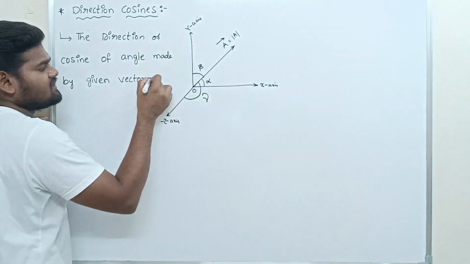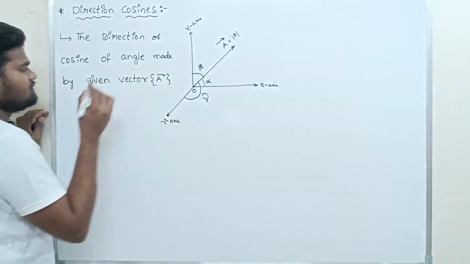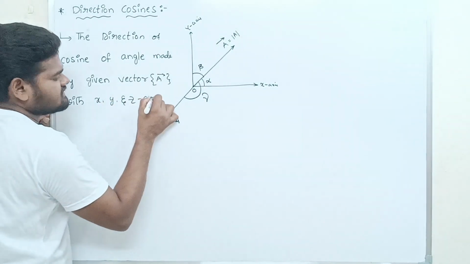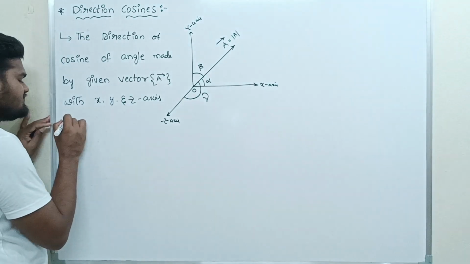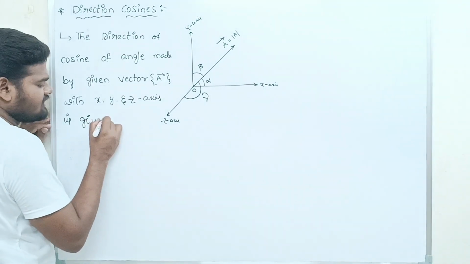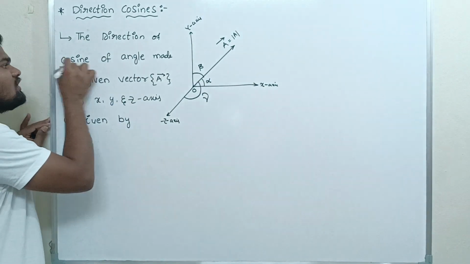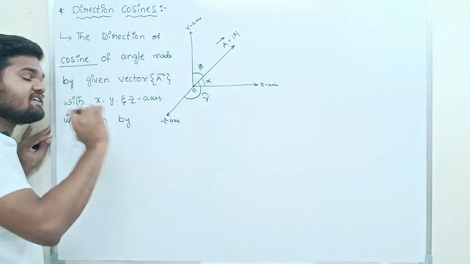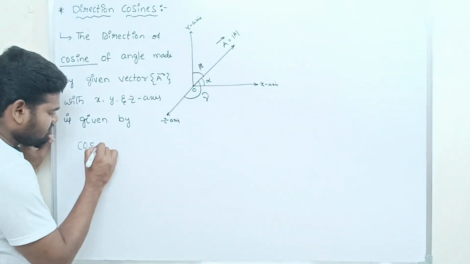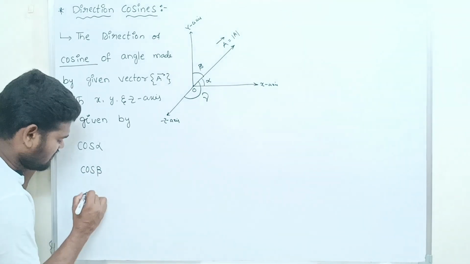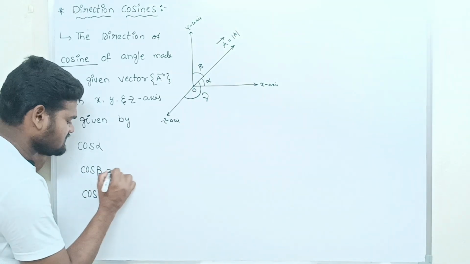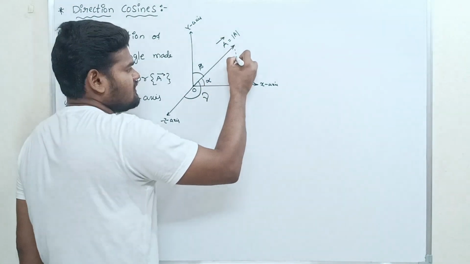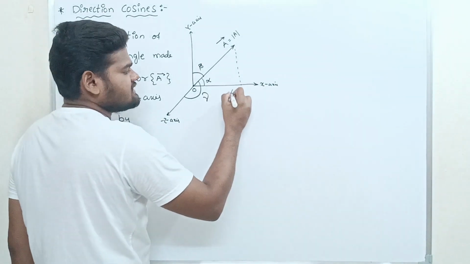In this coordinate system, what is the given vector? A bar is the given vector. The direction cosines, that is the cosines of the angles made by the given vector with the x, y and z axes, are given by cos alpha, cos beta, cos gamma. What is the formula? Have a look. As we know, the projection of this A bar vector on the x-axis is what?